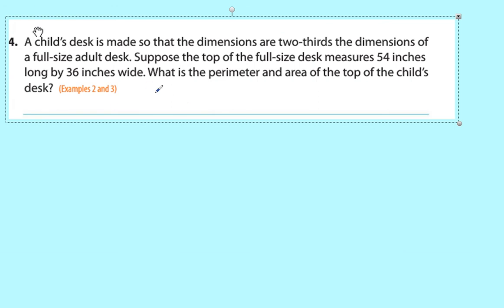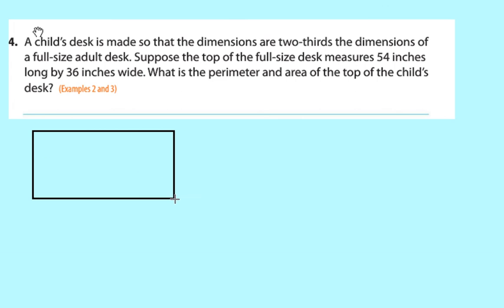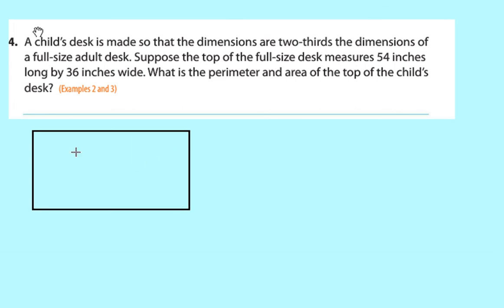Alright, child's desk. So dimensions are 2/3 dimensions of a full-size adult desk. Suppose the full-size desk is 54 by 36. Okay, so desktop, that's a rectangle. So let's give ourselves a rectangle here. And then the child's desk is 2/3 that, so it's going to be a little bit smaller. So there's our kid desk.